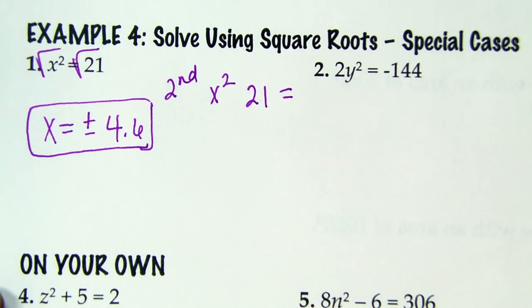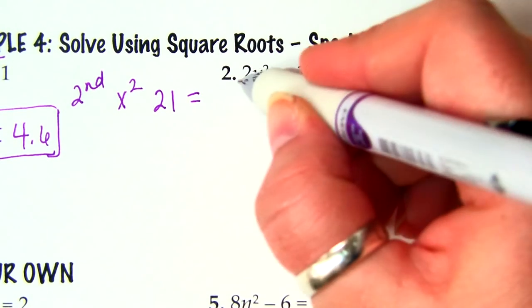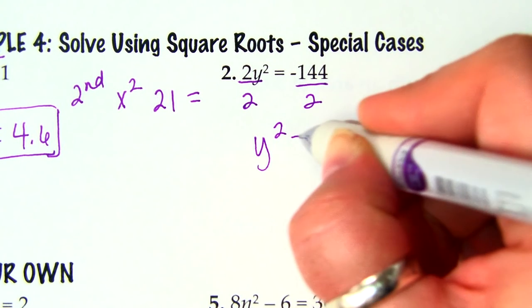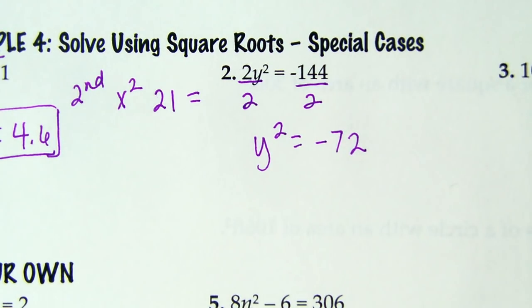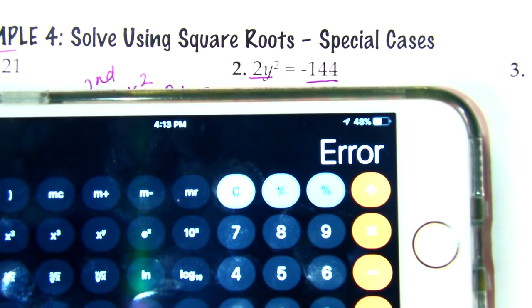Okay, number 2. So we've got a 2 attached here. We've got to divide by 2 on both sides. So y squared equals negative 72. And then, depending on the calculator you have, I don't know what it will say here. But mine, I'm using just my phone. It says error. So it's either going to say error, domain error, divide by, or square root error, something like that. Just depends on what the calculator you have.